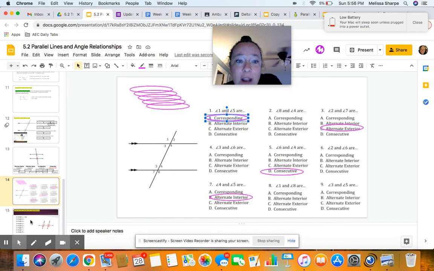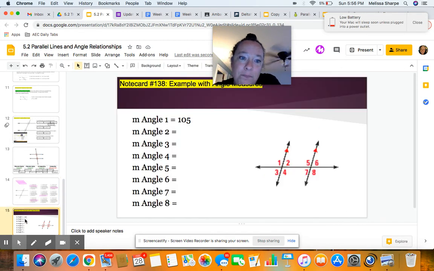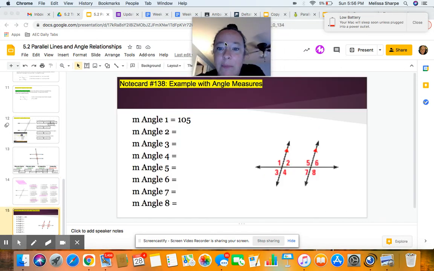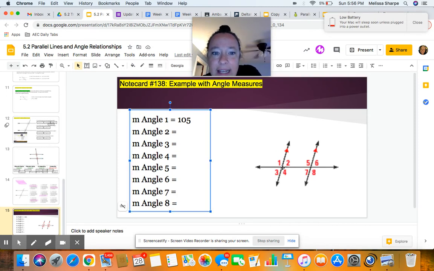Now, this is the next note card. This is note card 138. It's example with angle measures. And sometimes you see M for measure. So the measure of angle 1 is given. It's 105 degrees. And if you have parallel lines like this and you have a transversal, you can find all of the missing angles. All of them. So now we can find all of the different angles.